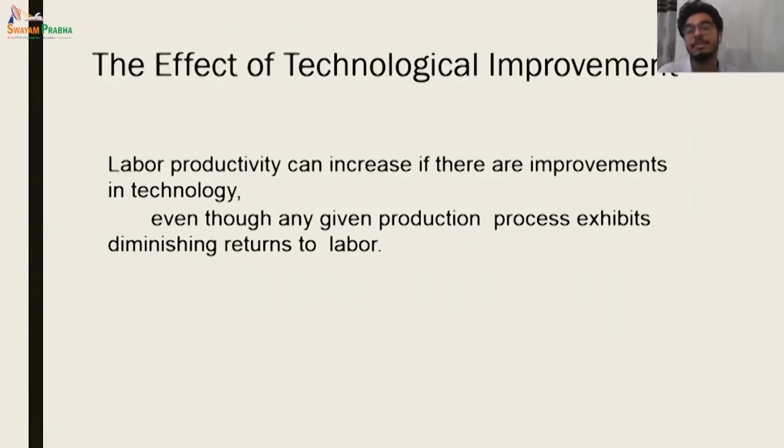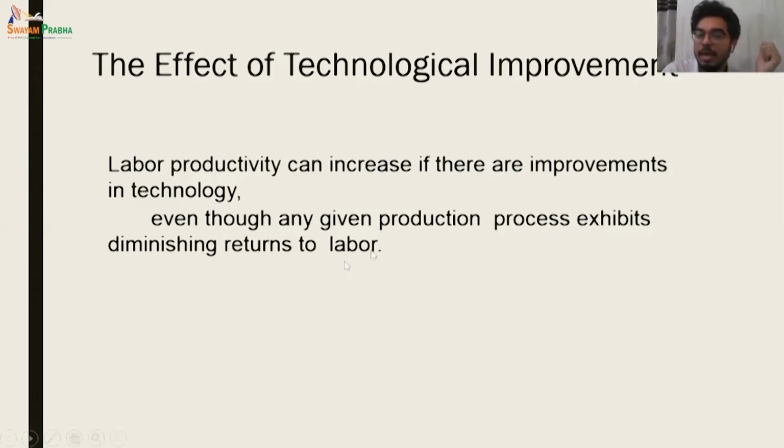But what happens if the technology improves? Once the technology improves, we observe that labor productivity can increase, because now with a given machine, I can produce 5 pens. If the machine is advanced, I can produce probably 8 pens, right? So the labor productivity can increase if there are improvements in technology. But how does it increase? It shows a pivotal shift.